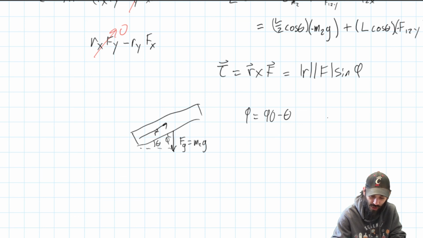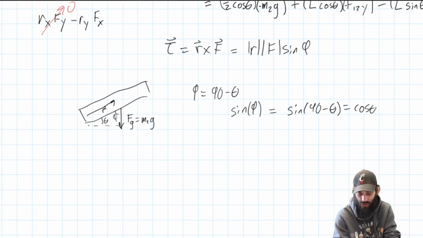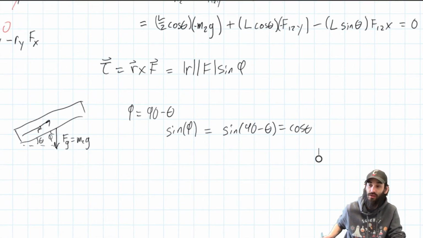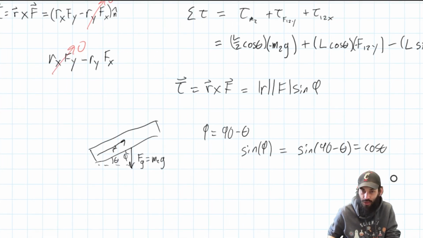So if we have sine of phi, this is going to be equal to sine of 90 minus theta, which is going to be equal to cosine of theta. Okay, so even doing it this way, we end up seeing the same thing, as we should if the physics is true. Okay, so that's going to be it for this video.